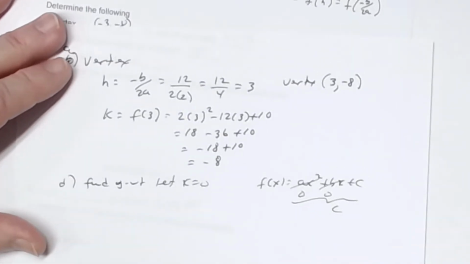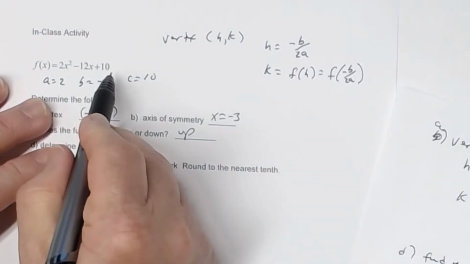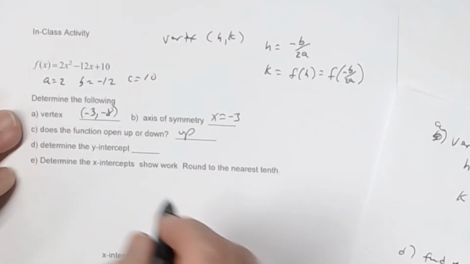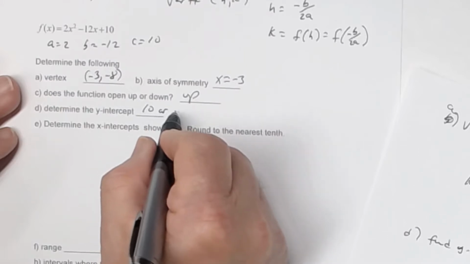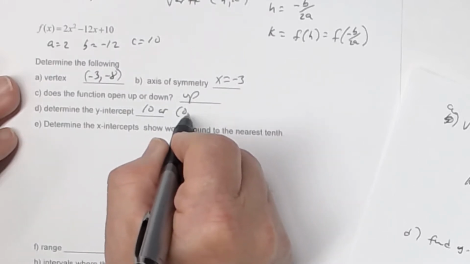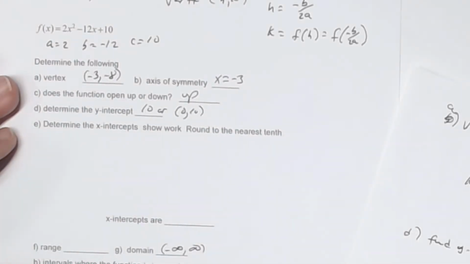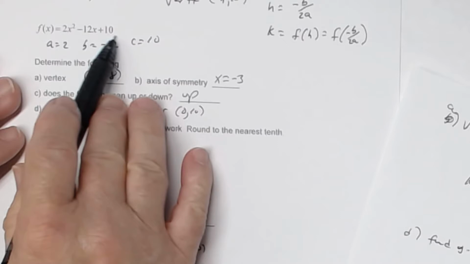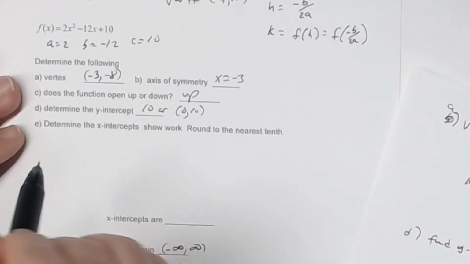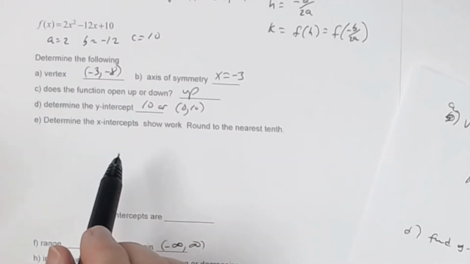So if you look at this right here, my constant is 10. So my y-intercept is just 10. And if you want to put it as an ordered pair, you can. It's actually (0, 10). But that's how you find the y-intercept. You let x equal 0, but since this is in general form, it's just that constant.